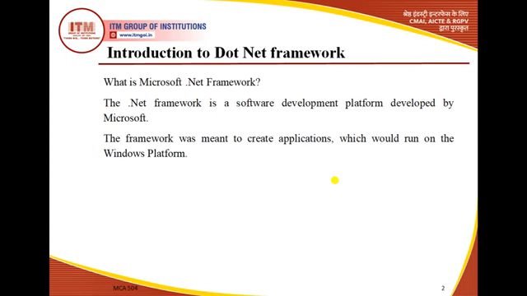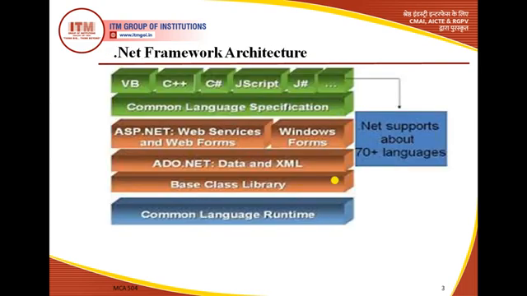The main focus of application creation was that those applications should be executed on the Windows platform. This was the architecture which we saw in our previous lecture, and in it we saw the Common Language Runtime part. Now we are going to see the base class library, and that is ADO.NET. What is ADO.NET? That also we will see in this lecture, and of course the class libraries, which are an integral part of this architecture. So all these components we will study one by one.